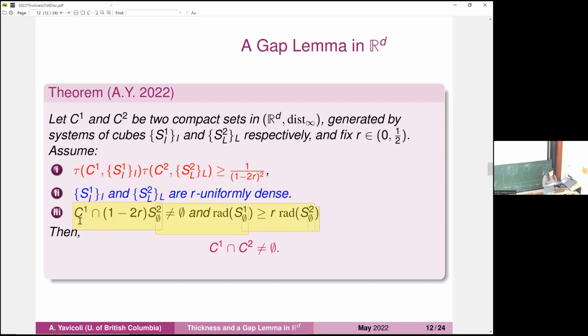The first one is that the first compact set intersects a shrunk version of the set we start with of the other one. And the size of the set we start with cannot be too small with respect to the other one. Under all these conditions, we can ensure that the compact sets intersect.